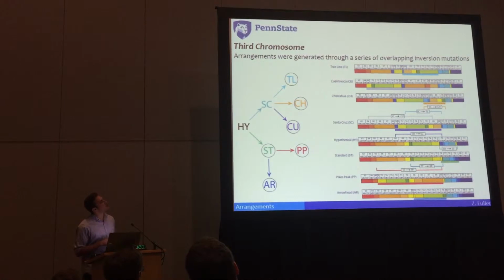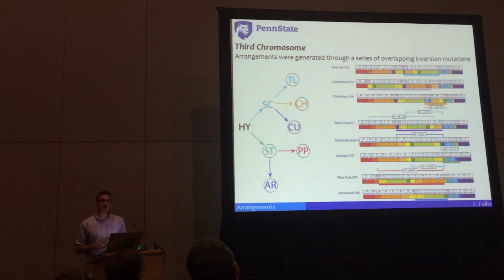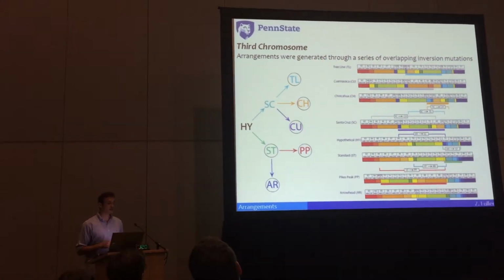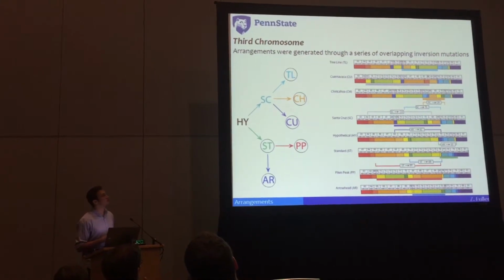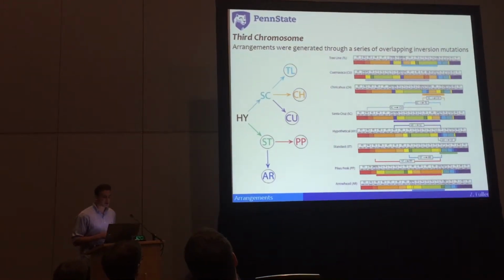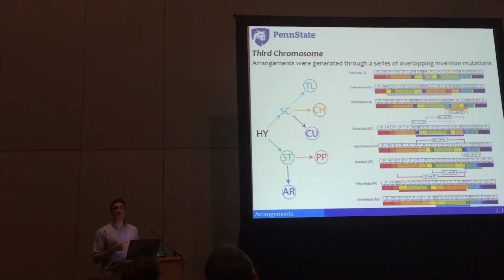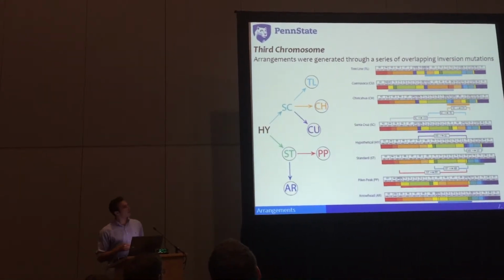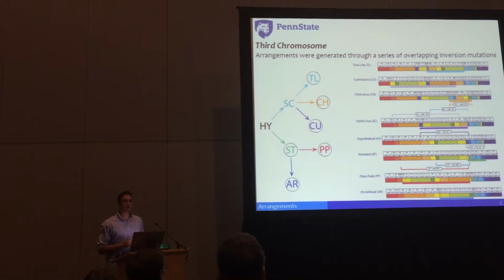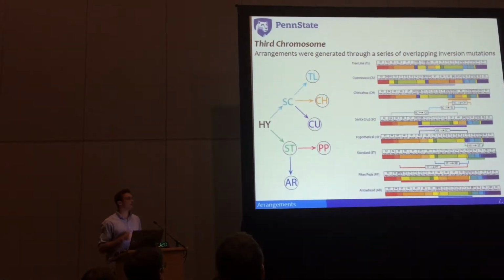The third chromosome of Drosophila pseudoobscura, the arrangements are each named after the location where they were originally discovered. So for instance, CU for Cuernavaca or PP for Pikes Peak. And what this diagram is showing is the ordering of the syntenic regions for each arrangement. So with the exception of the hypothetical arrangement, all of these are still extant in nature.